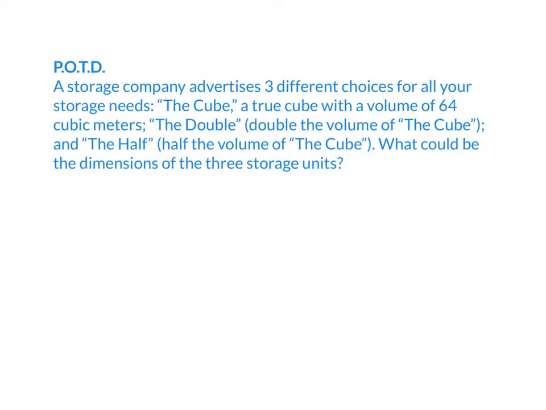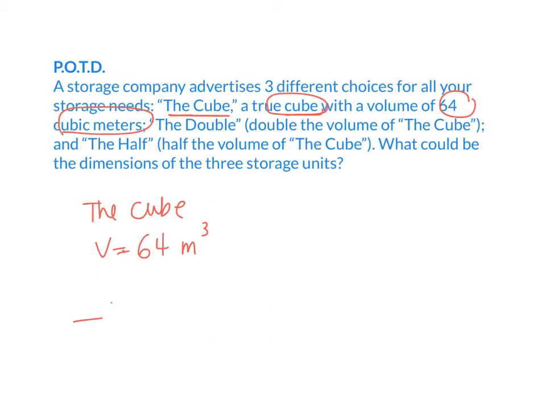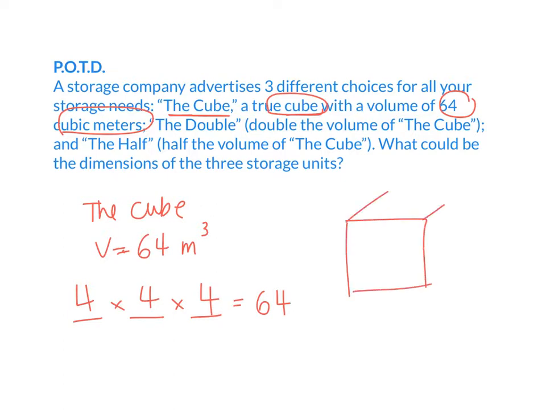Okay, so this problem of the day says there are 3 different choices for your storage needs. The first one's called the cube, and this is a true cube, meaning all 3 measurements are the same, with a volume of 64 cubic meters. That means that for the cube, we know that the volume is going to be exactly how many meters? What kind of meters, actually? Cubic meters. That means something times something times something is going to equal 64. Right? It has to be the same something. What times itself 3 times would equal 64? 4. What's 4 times 4, guys? 16. What's 16 times 4? 64. So that means if I'm going to draw the cube, a true cube, it's going to be 4 meters by 4 meters by 4 meters. Do you agree? Yeah. Okay.